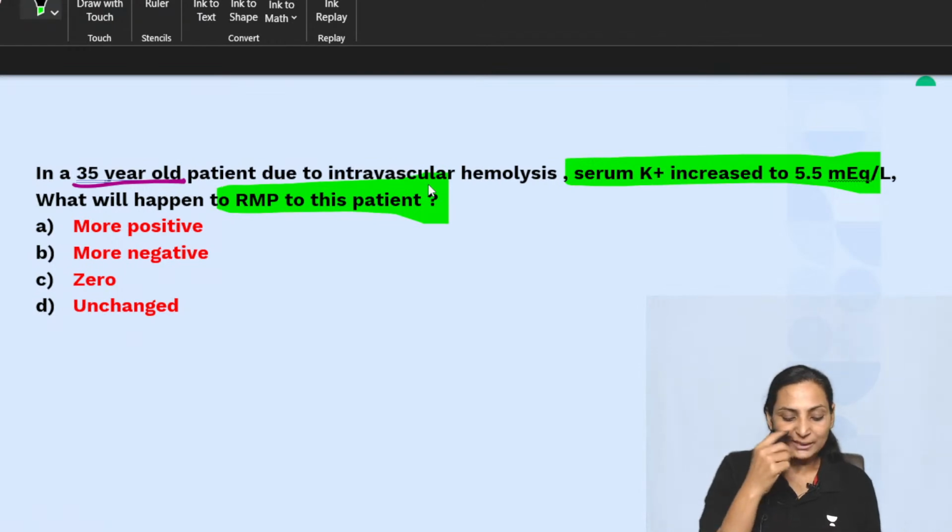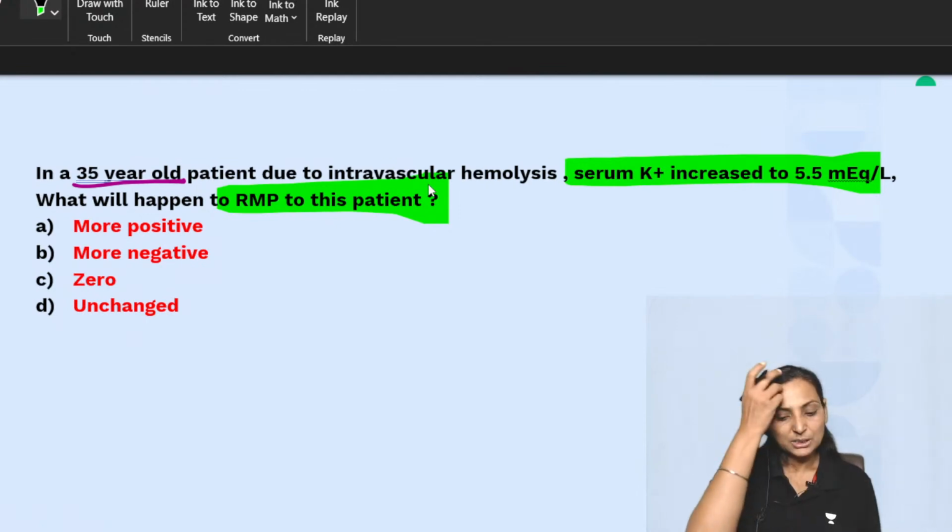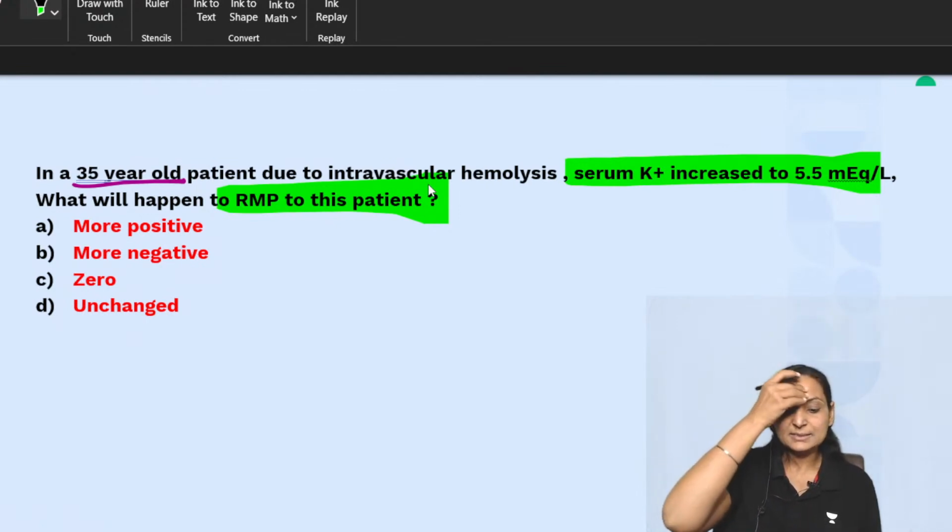For this it is very important that you should know the normal serum potassium concentration. Now, will it be more positive, more negative, zero, or unchanged? Would anybody like to come up with the answer? Yes, Mithu and everyone, I think you should come up with your answers.